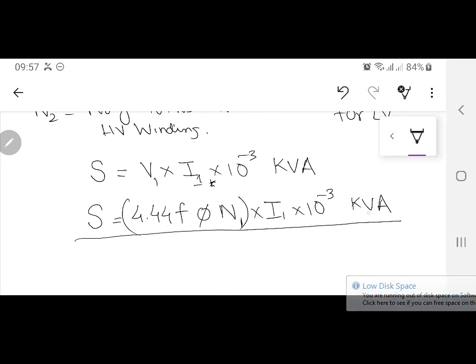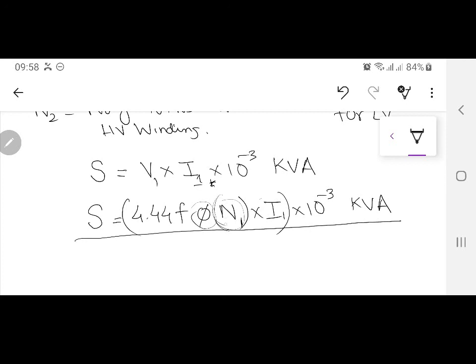Now in this formula I have this factor N1 I1. Whenever you have to design a transformer, you will be given the kVA rating of that transformer, which means you have S. You already have S. 4.44 is a constant. F is already known. Flux phi m, you do not know that value. I1, yes, that can be found out because you know the kVA rating or the VA rating of that transformer.